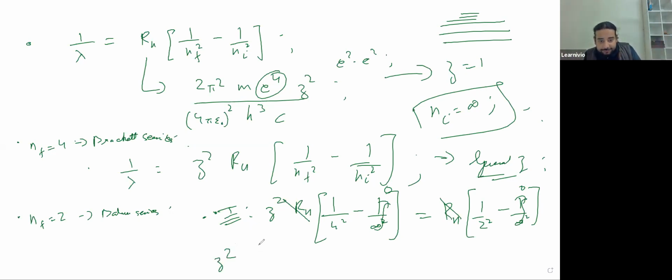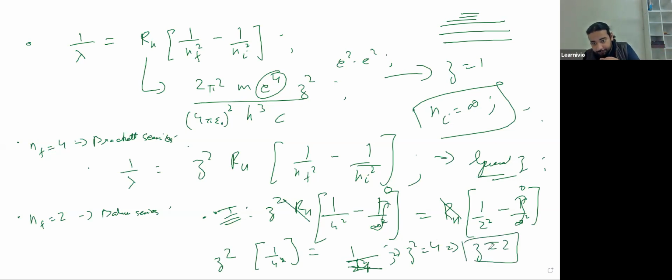So you have Z squared times 1 by 4 squared should be equal to 1 by 2 squared. Well, 1 by 2 squared is just 1 by 4, and this 1 by 4 cancels out with one of the 4's here. So my Z square turns out to be 4. This implies Z is just 2. It cannot be minus 2 because Z is always positive, so you only take the positive solution of this equation. So Z is equal to 2. Does that make sense?